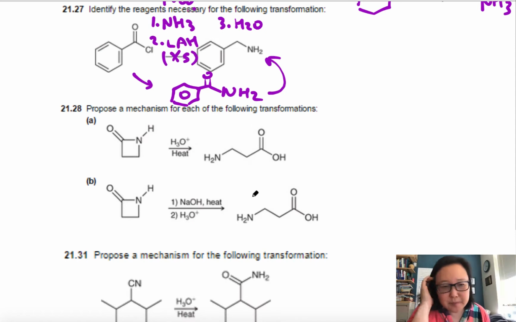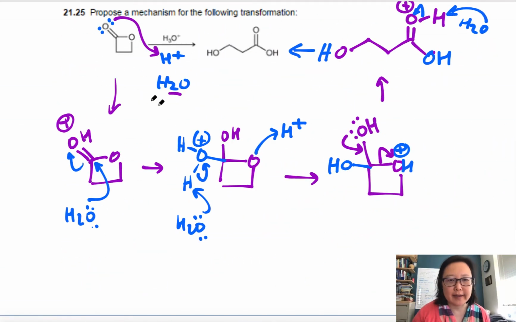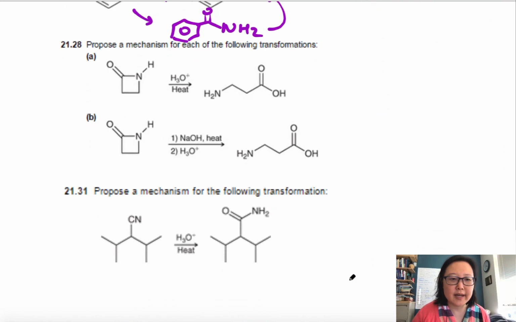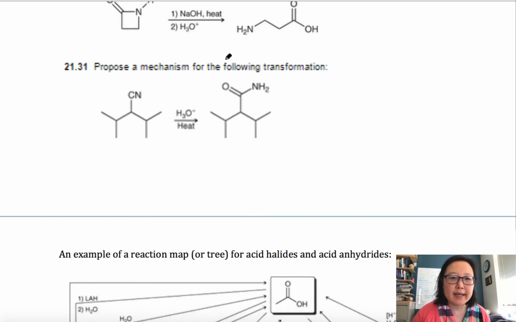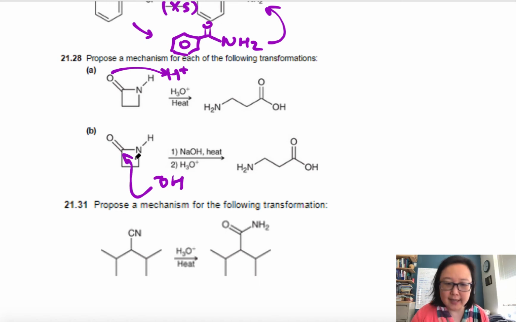All right, next one is propose a mechanism for these transformations. So you'll see this is very similar to what we did up here. Okay, so I'm going to skip these for now. Propose a mechanism. Oh, and one more thing. This one's acid catalyzed opening. This one's base catalyzed. So be careful when you do these mechanisms that when you have acid catalyzed, your first step is usually that. When you have base catalyzed, though, usually you can just go right in and attack. Okay, so that's going to be the main difference in these mechanisms.